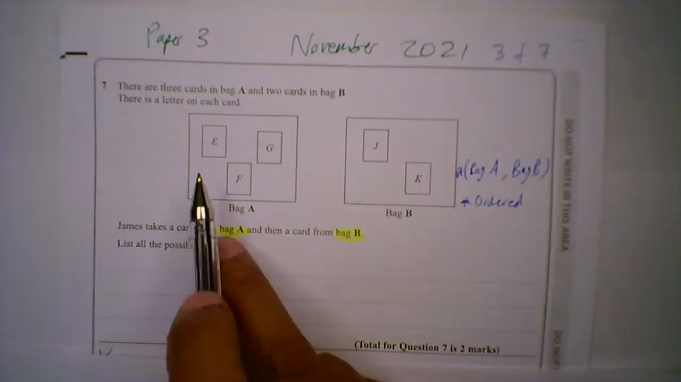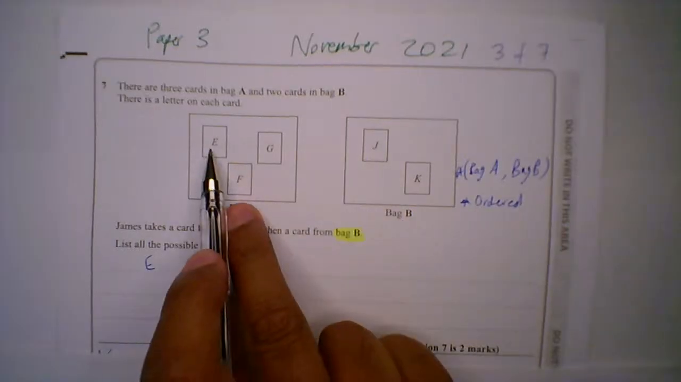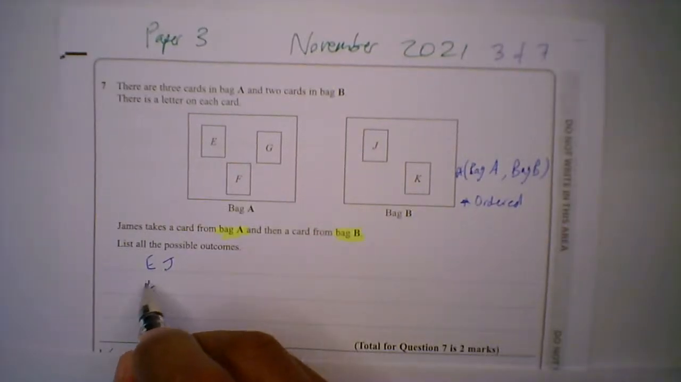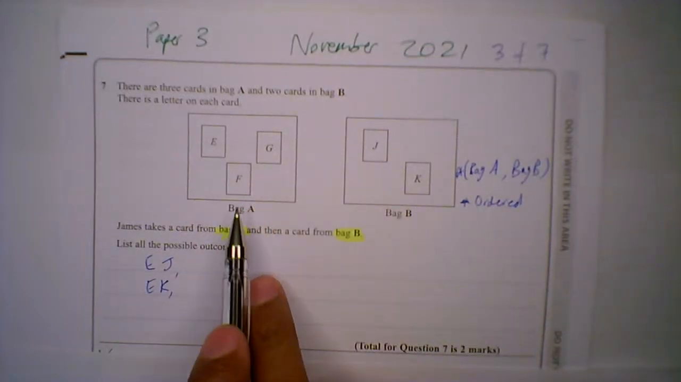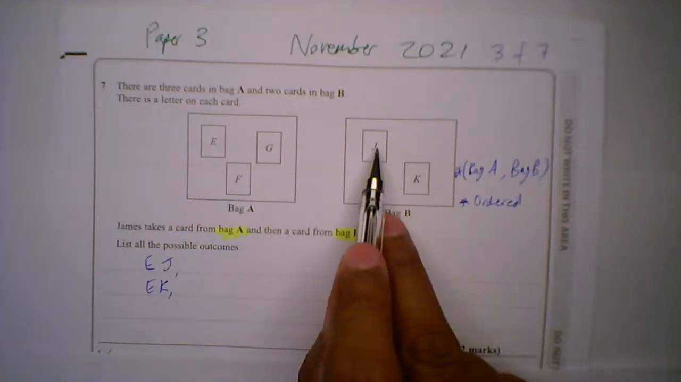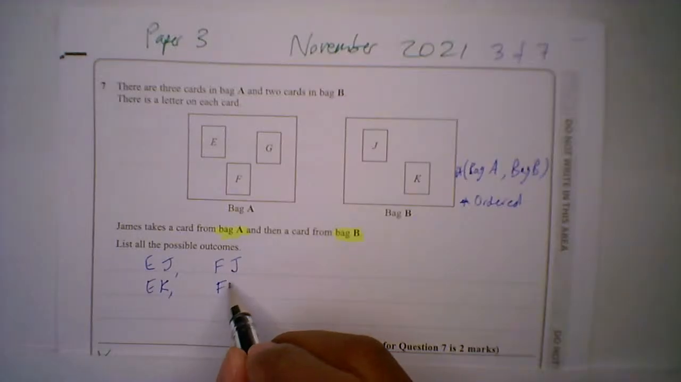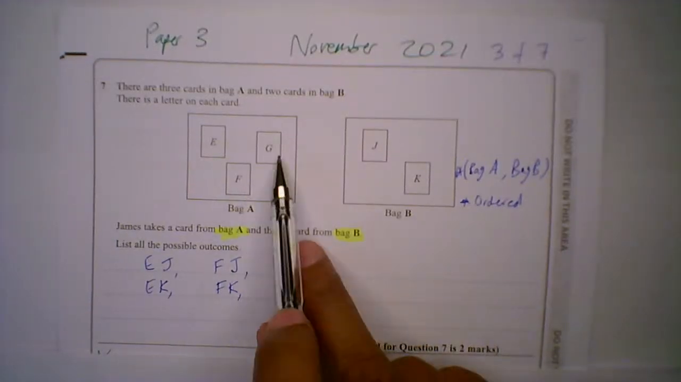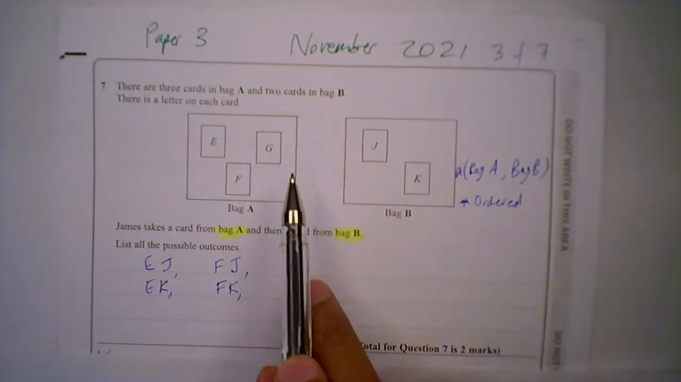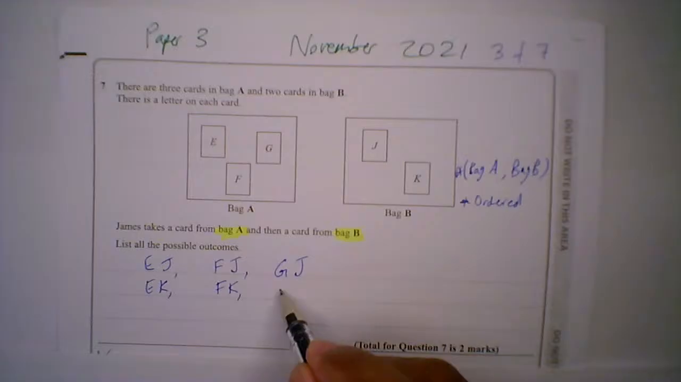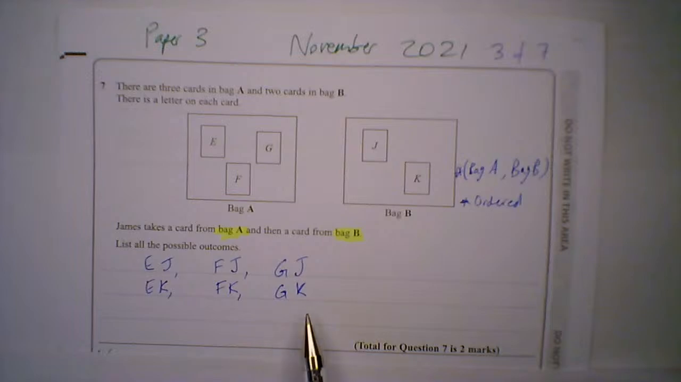So we're going to have bag A, I'm going to go with E first. So we can have E and J, and then I can have E and K. So E, J, E, K. Okay, so that's the 2 combinations. Now I'm going to go to the next letter in bag A, F. So I'm going to have F and J, F and K. And now I'm going to go to the next letter G, and then I'm going to pick J and K again. So G, J, and G, K. So now I've got 1, 2, 3, 4, 5, 6 combinations.